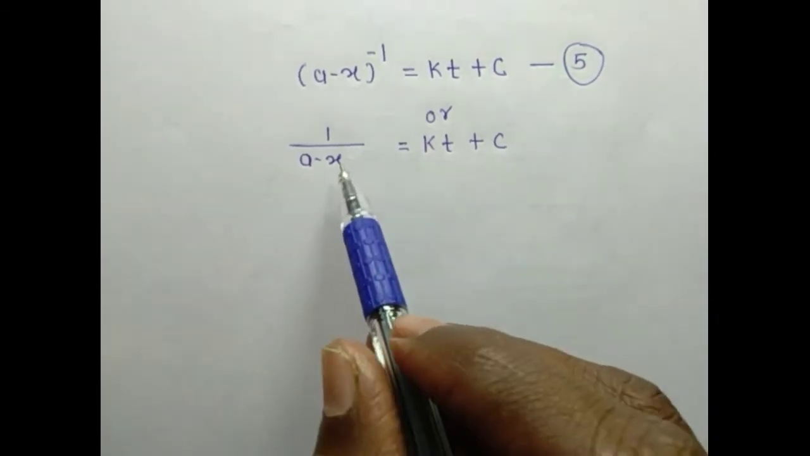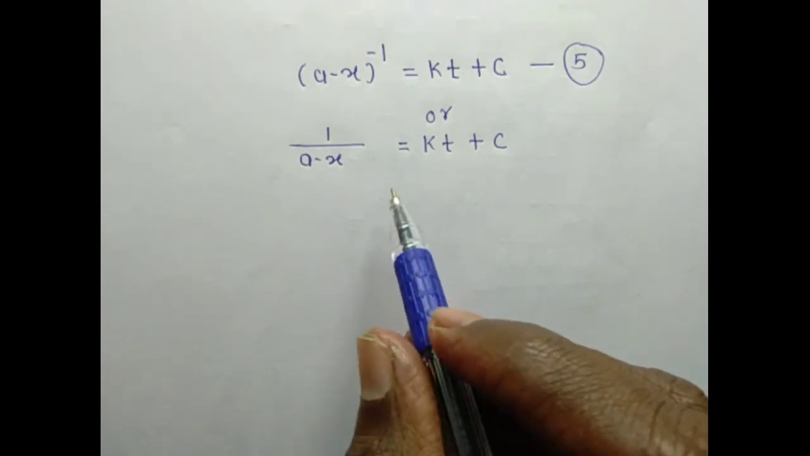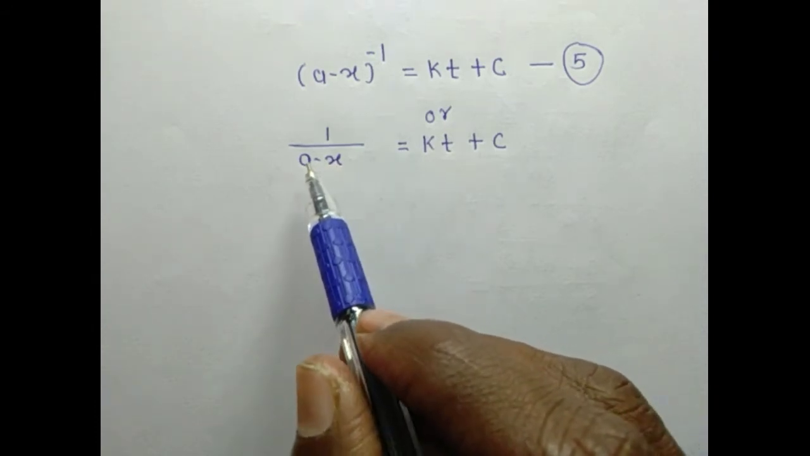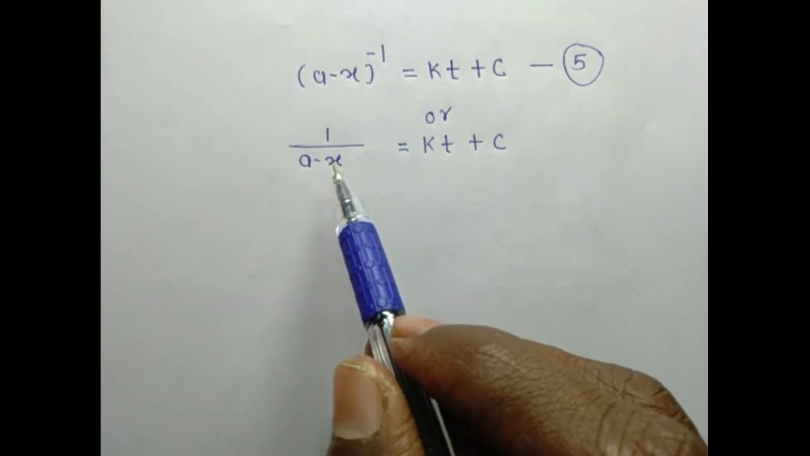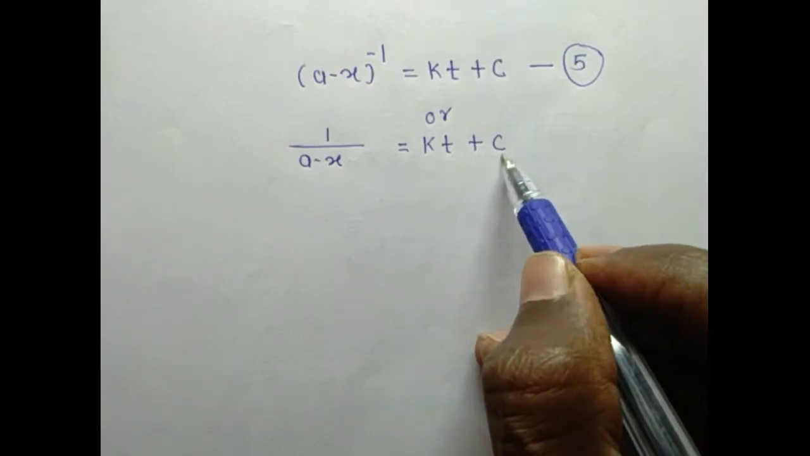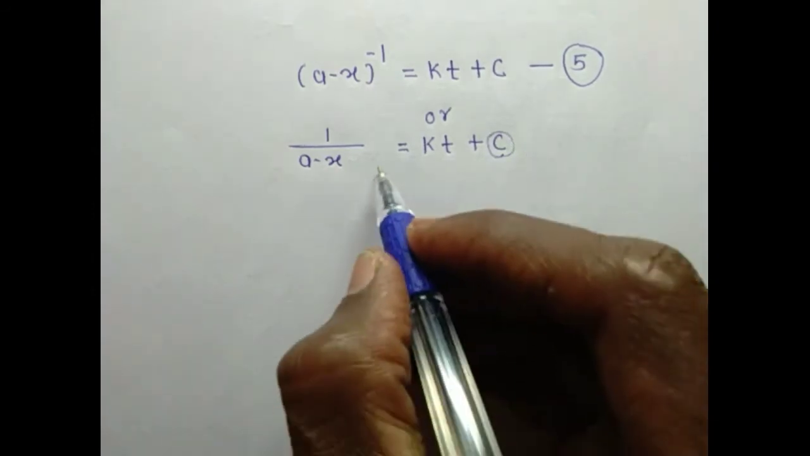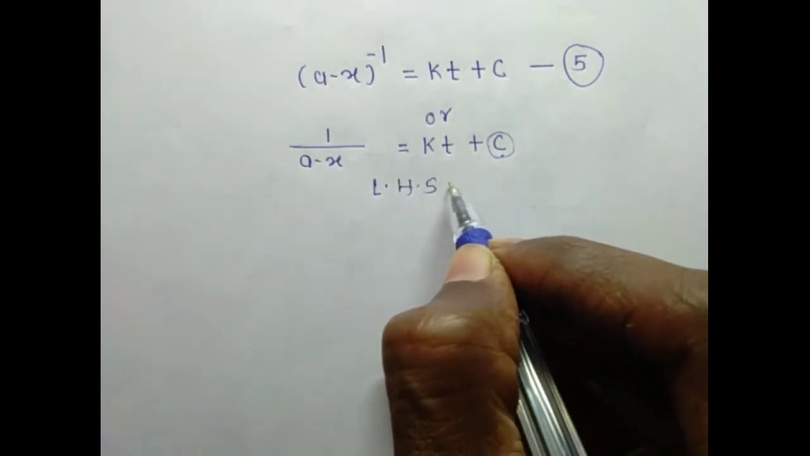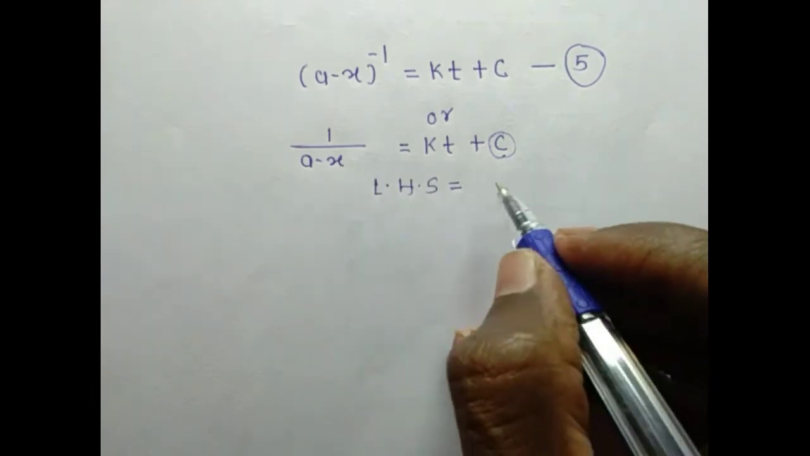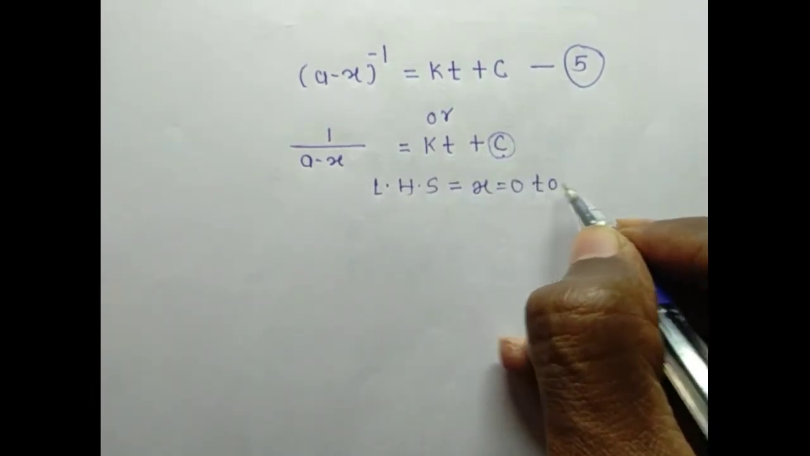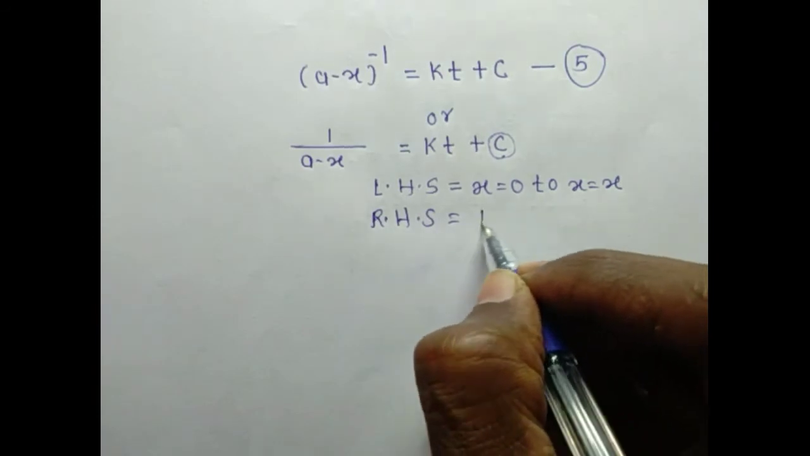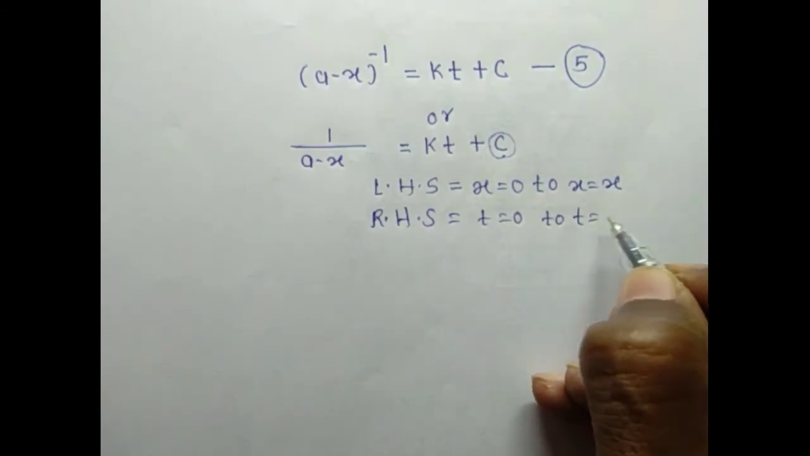Now integrate this equation between the limits, because the initial concentration changes to the final concentration. Here x is consumed, which means there is a change in concentration of the reactant. That's why we put limits, the boundary conditions. For the left hand side, x goes from 0 to x, and for the right hand side, t goes from 0 to t.